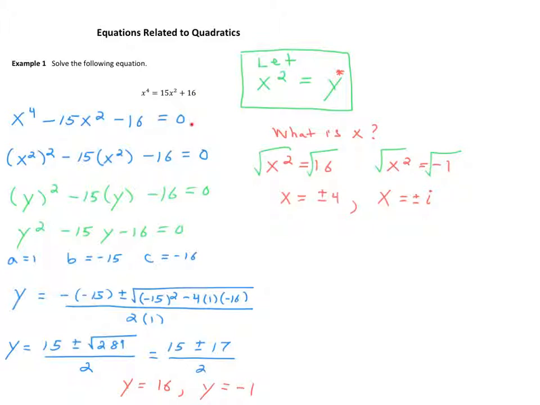But just to recap, we started with something that was not a quadratic. I made an observation that by switching things around a little bit, it became quadratic. I then solved this equation for y, but then at the very end had to go back and figure out what the corresponding x values were.